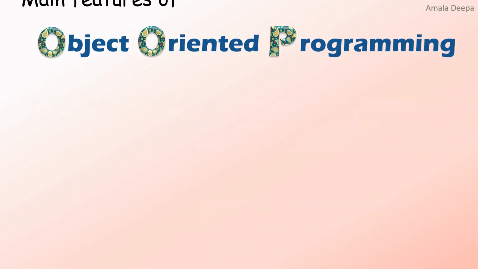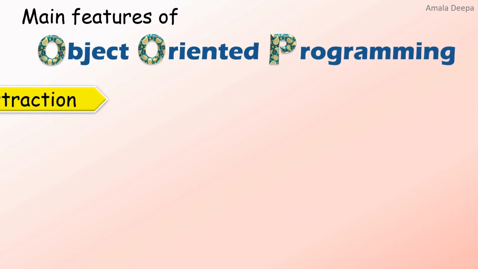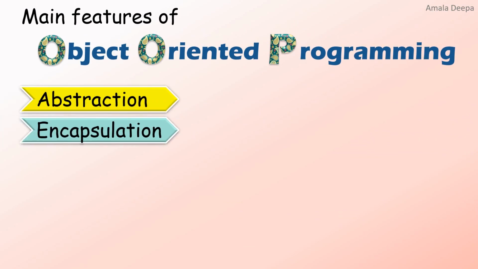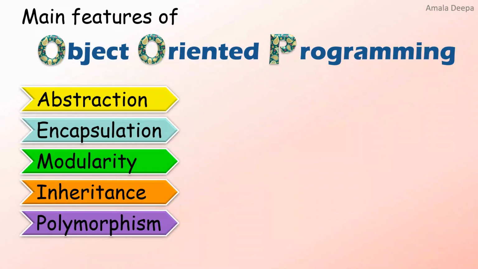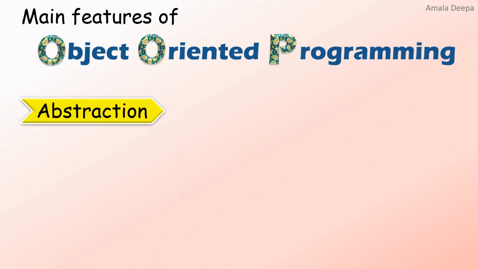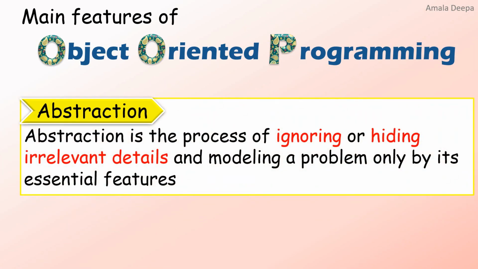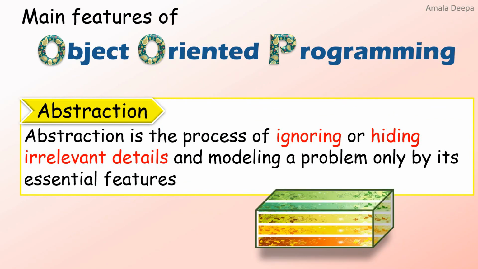The main features of object-oriented programming are abstraction, encapsulation, modularity, inheritance, polymorphism. Abstraction is the process of ignoring or hiding irrelevant details and modeling a problem only by its essential features. To find the volume of this object box, it is enough to know its length, breadth, and height. Other details such as the material with which this box is made of or its color is not essential to the problem.